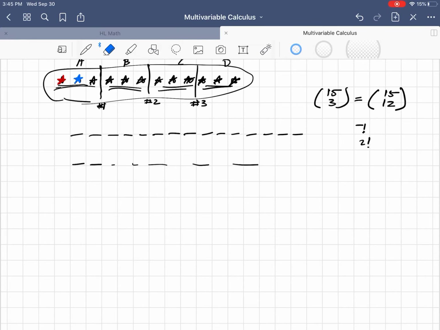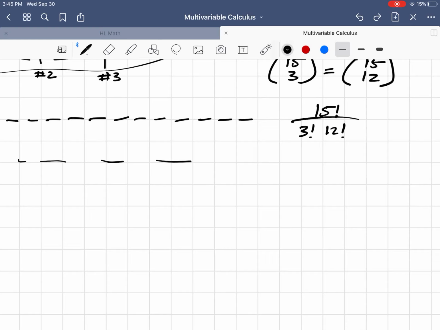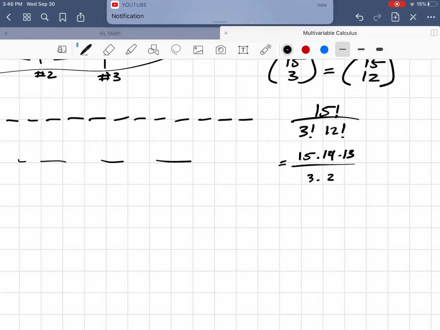And so with the stars, that's 3 factorial ways we've overcounted. And then with the bars, that's 3 factorial ways we've overcounted. And with the stars, that's 12 factorial ways we've overcounted. And so the answer to the question is 15 factorial over 3 factorial, 12 factorial, which is 15 times 14 times 13 over 3 times 2 times 1, which is the same thing.